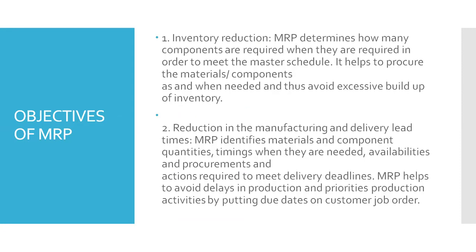Now, what are the objectives of the MRP? Objectives I told you: inventory reduction. That is, MRP determines how many components are required and when they are required in order to meet the master schedule. It helps to procure the material component when needed and thus avoid excessive buildup of the inventory. And second is reduction in the manufacturing and delivery lead time. MRP identifies materials and component quantities, timings when they are needed, availabilities and procurements, and action required to meet the delivery deadline. MRP helps to avoid delays in production and prioritizes production activities by putting the dates on customers' job orders.